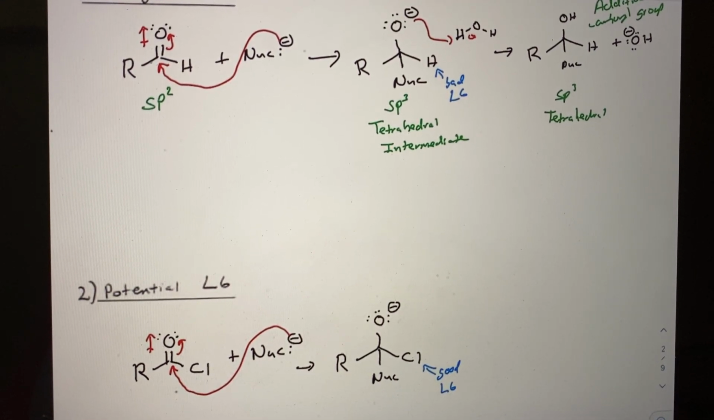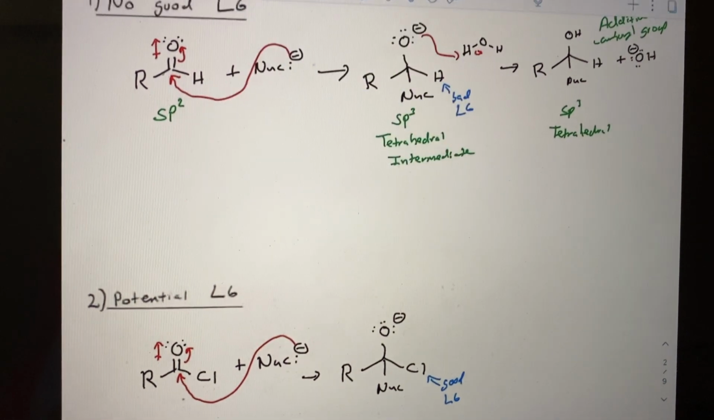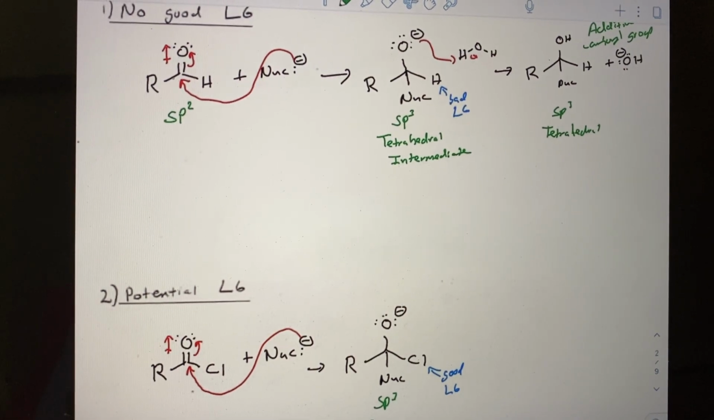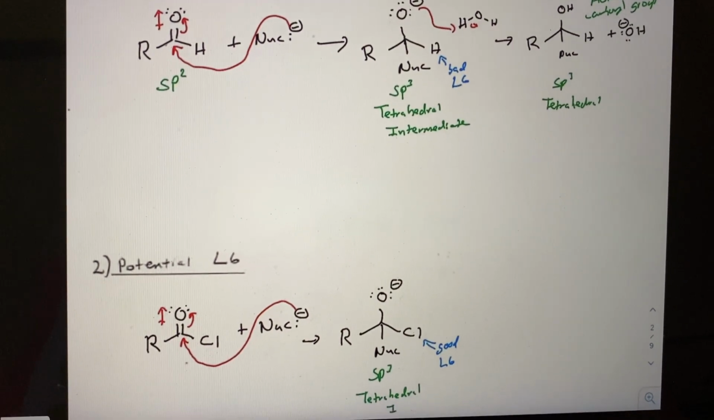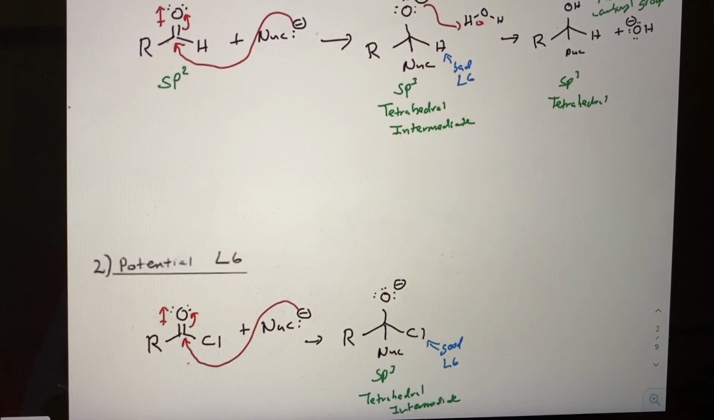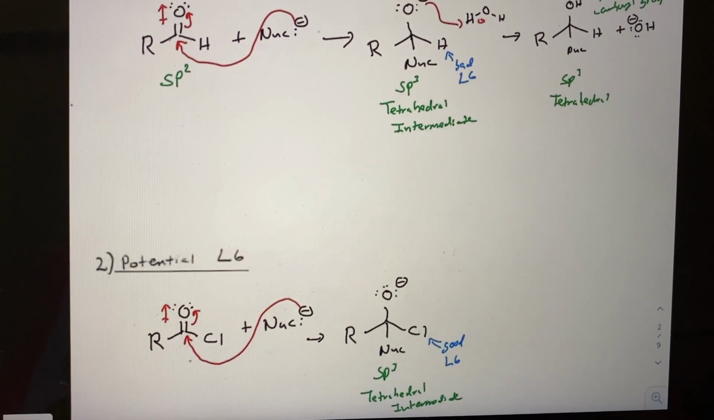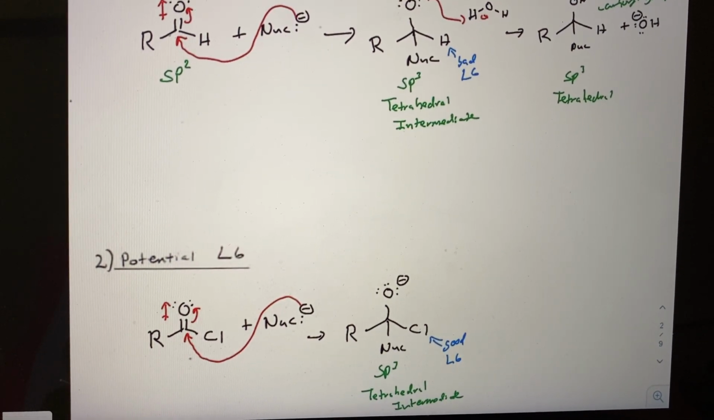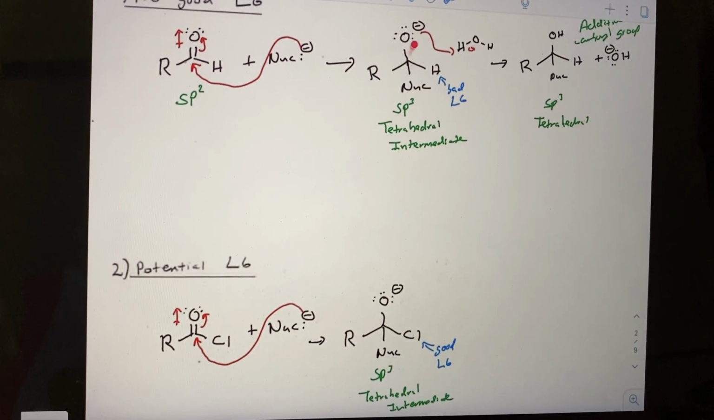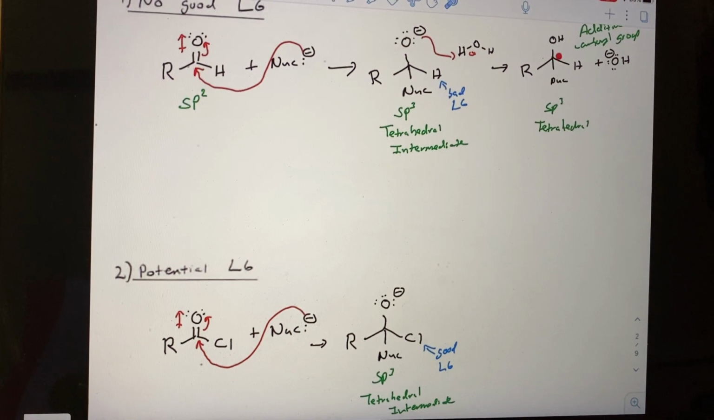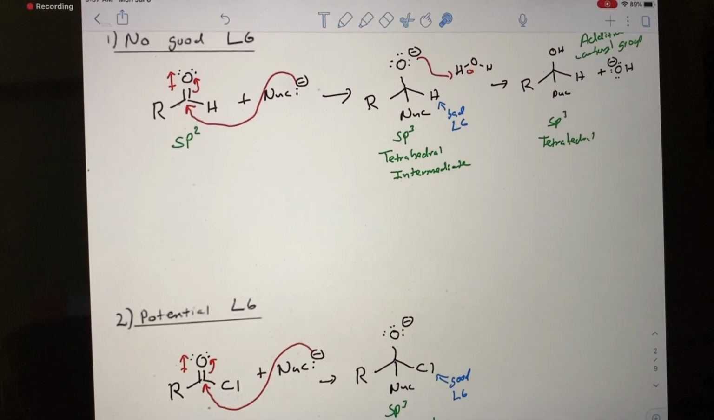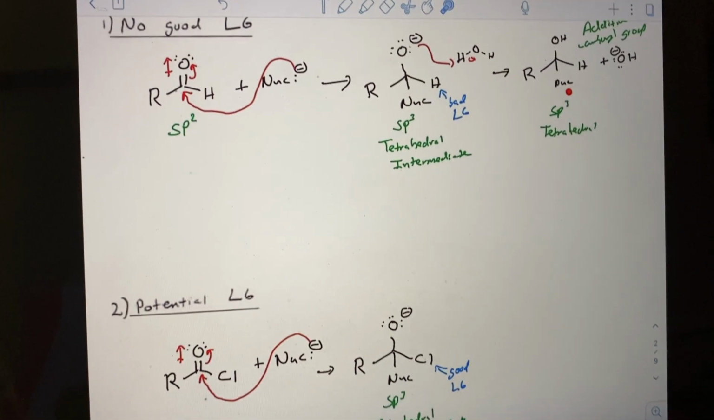We'll want to ask, when we form this sp3 hybridized tetrahedral intermediate, now, do we have a leaving group or not? Is it a good leaving group? If the answer is no, like the top reaction, then a lot of times we're going to essentially be stuck. That'll be the end of the reaction. We're just going to go ahead and protonate this hydroxyl group to end up with an alcohol.